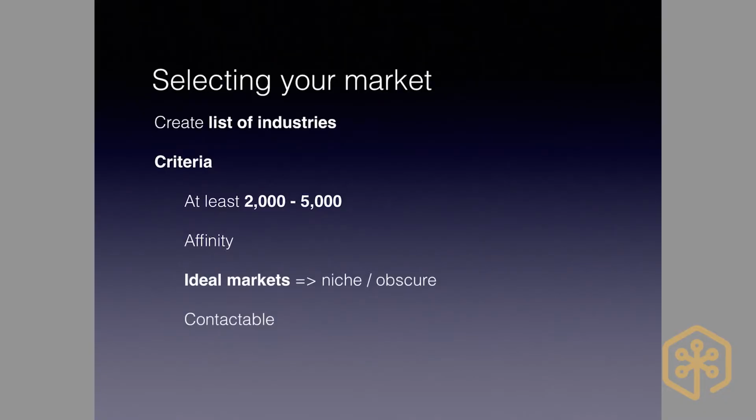The other thing is affinity. Patrick McKenzie mentioned that if you don't like the market you're in, you should probably not go into this market. You don't have to love it, but my advice would be don't hate it, because you're going to spend at least a couple of years building your company, right? So if the market you're thinking about is not really exciting to you, don't do it. The ideal markets are niche or very small, because they're underserved. No big competitor is going to enter this market.